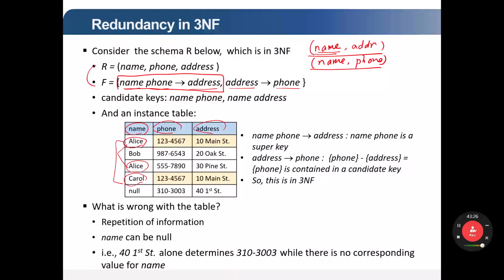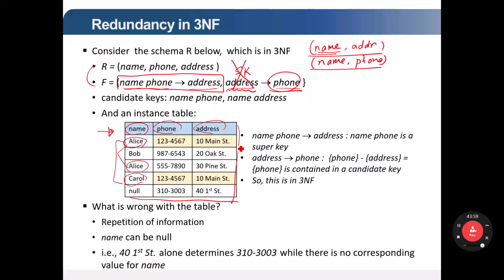So name is a prime attribute, address is a prime attribute, also phone is a prime attribute. So even if address is not a super key, it is okay. Phone can appear on the right side because phone is a prime attribute. Therefore, we may have a table like this. And should we think this table has a problem? Does it have redundant information? No.